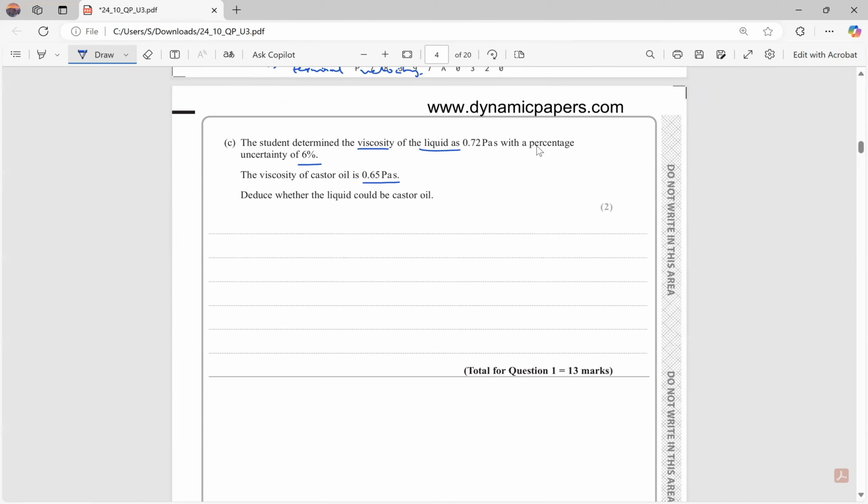How do you do that? So, in any such question, what did they tell you? They told you the viscosity of the liquid and its percentage uncertainty. So first, we are going to find the range of viscosity of the liquid. So in what range is the viscosity? So let's find 6% of 0.72 first. 6% is 6 over 100. 6% of 0.72 is 6 over 100 times 0.72. Let's calculate that.